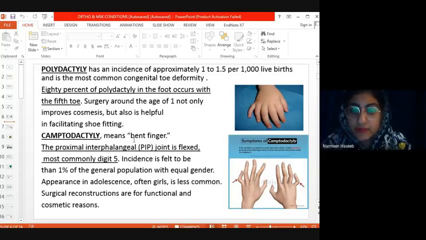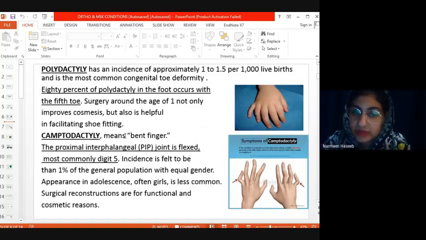Camptodactyly. This means bent finger. The proximal interphalangeal joint is flexed, most commonly at digit 5. You see this proximal interphalangeal joint is flexed, and most commonly this is digit 5. Incidence is felt to be more than 1% of the general population with equal gender distribution. Appearance in adolescents, often in girls, is less common. Surgical reconstructions are for functional and cosmetic reasons.